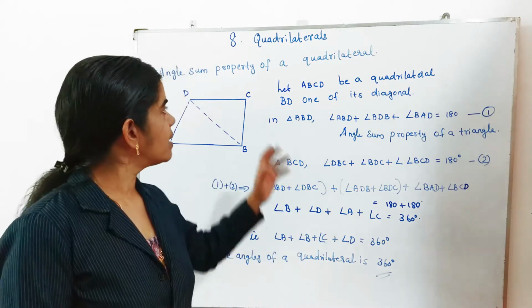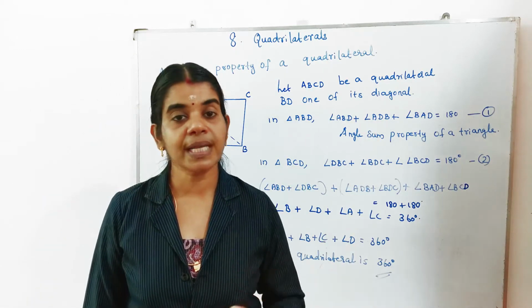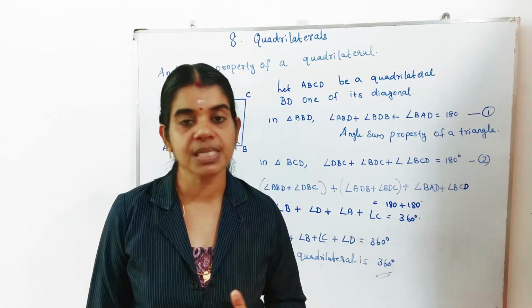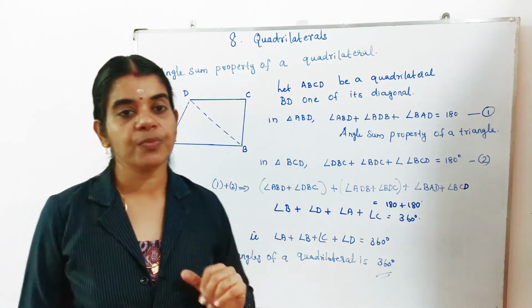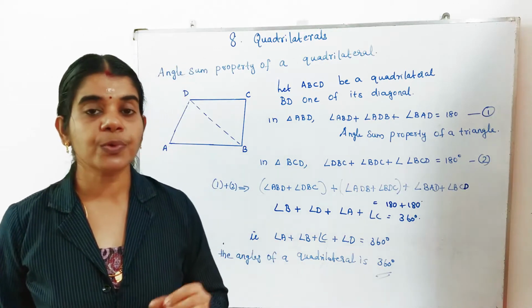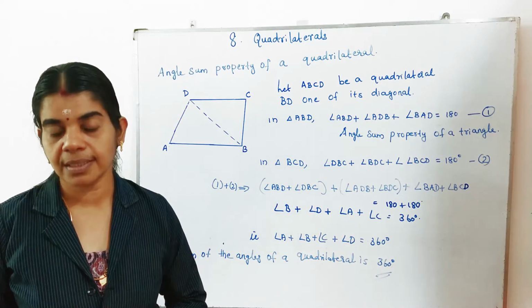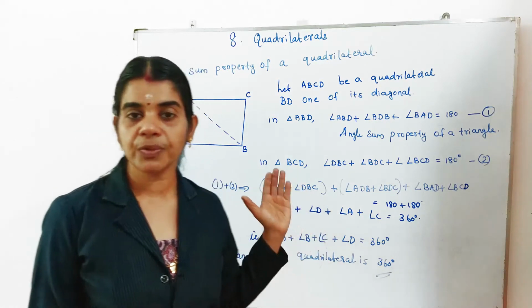Now we are discussing the angle sum property of a quadrilateral. You already know the angle sum property of a triangle is equal to 180 degrees. So we want to look at the angle sum property of a quadrilateral. For a quadrilateral, you know that four sides, four vertices and four angles are there. We want to find out the sum of the four angles.